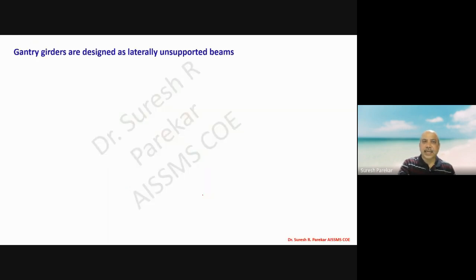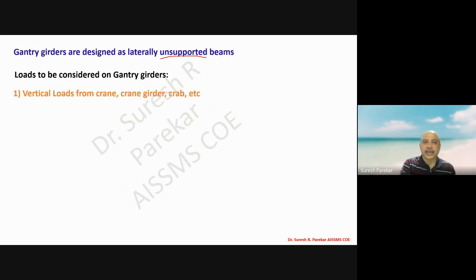Now gantry girders are designed as laterally unsupported beams. This is again a most important point. Then the loads to be considered on gantry girders. Which are the loads? First, vertical loads from the crane, that is the self weight of the crane, and whatever load we are going to lift up. So the lifted load.